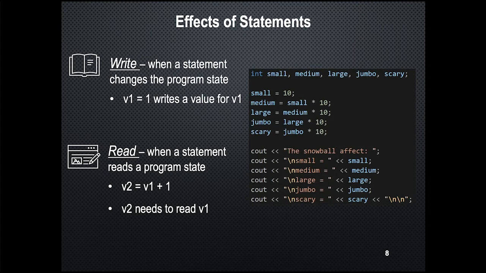I wrote a small snowball effect program you see to the right. Here we have 5 integer variables. The first, small, is assigned the constant value of 10. This is a write statement. The statement beneath it shows that medium equals small multiplied by a constant value of 10. That statement both reads and writes. It reads the value of small and writes small's value multiplied by 10 to the variable medium. The next 3 statements for the variables large, jumbo, and scary are also both read and write statements. They both read and change program states.